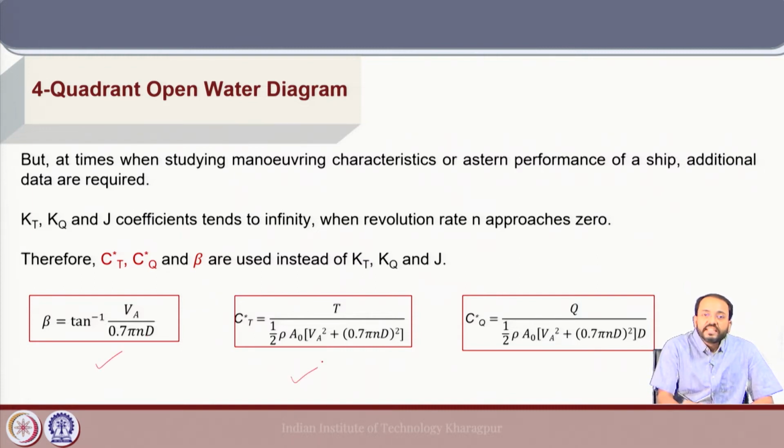Ct is the thrust coefficient here, written in a slightly different way. We do not divide it by n square; instead we use the standard notation we have been using for lift and drag coefficients. So, T is divided by half rho A V square, where A is A0, the propeller disk area, and V, the representative velocity, is the resultant velocity at 0.7 r on the propeller blade that we have already discussed. So, it is the resultant of Va and 0.7 pi n d.